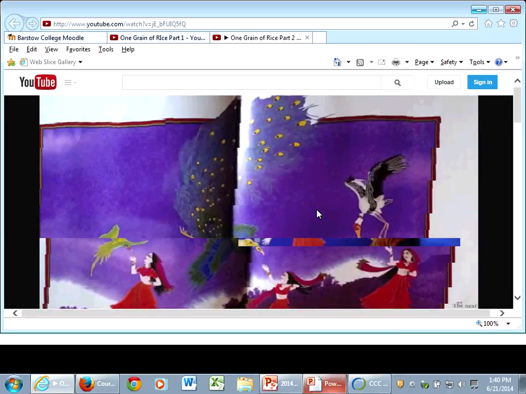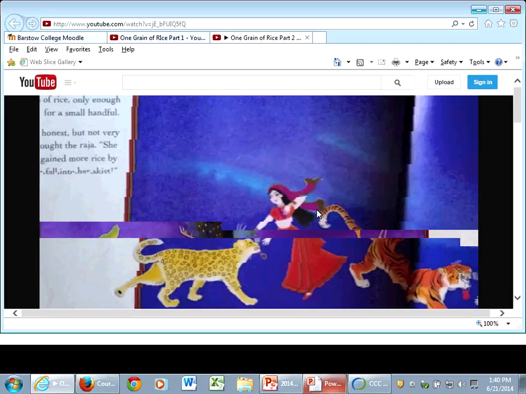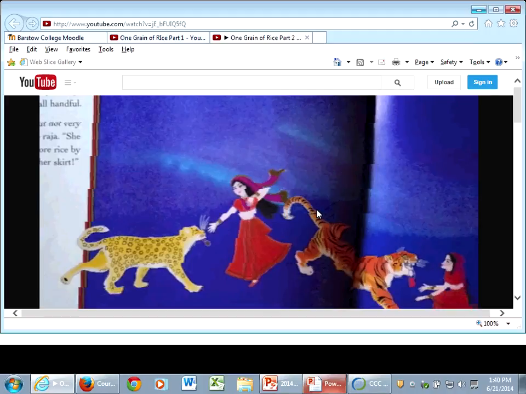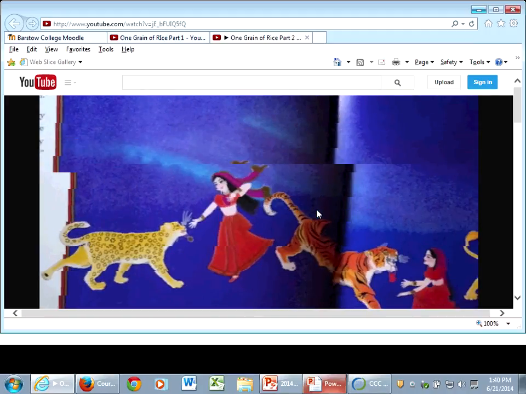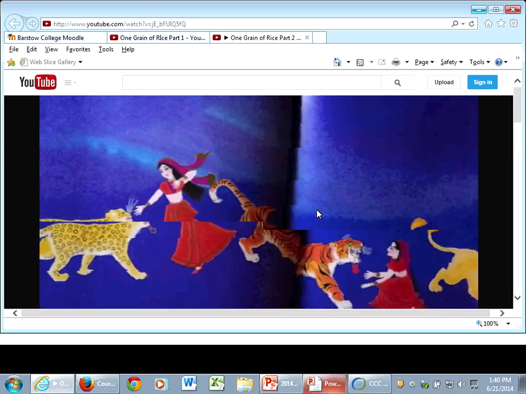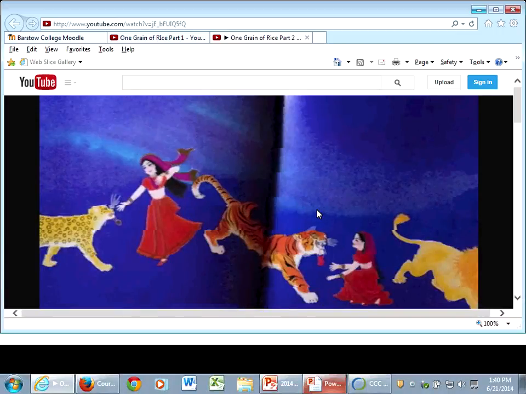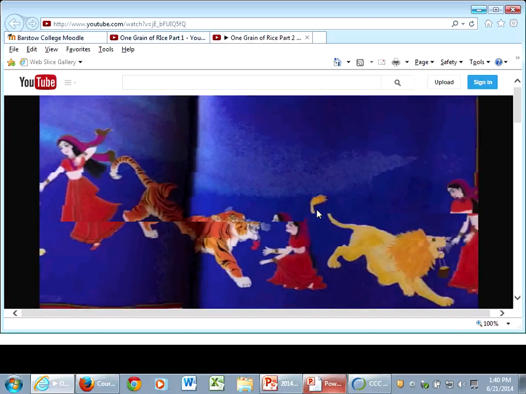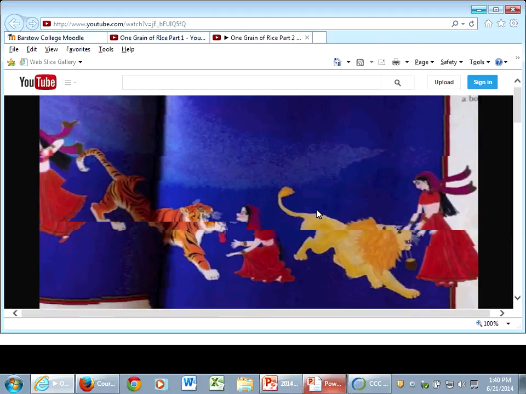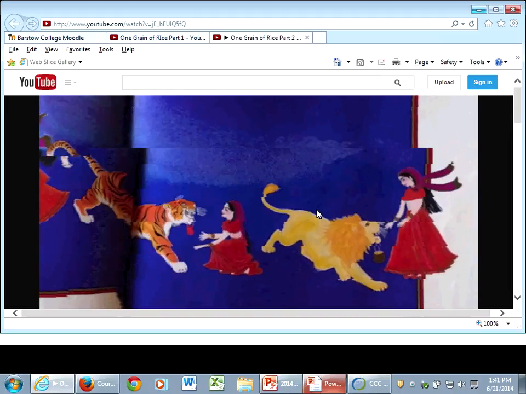On the 9th day, Rainey was presented with 256 grains of rice. She had received in all 511 grains of rice, only enough for a small handful. "This girl is honest, but not very clever," thought the Rajah. "She would have gained more rice keeping what fell into her skirt." On the 12th day, Rainey received 2,048 grains of rice, about 4 handfuls. On the 13th day, she received 4,096 grains of rice, enough to fill a bowl.